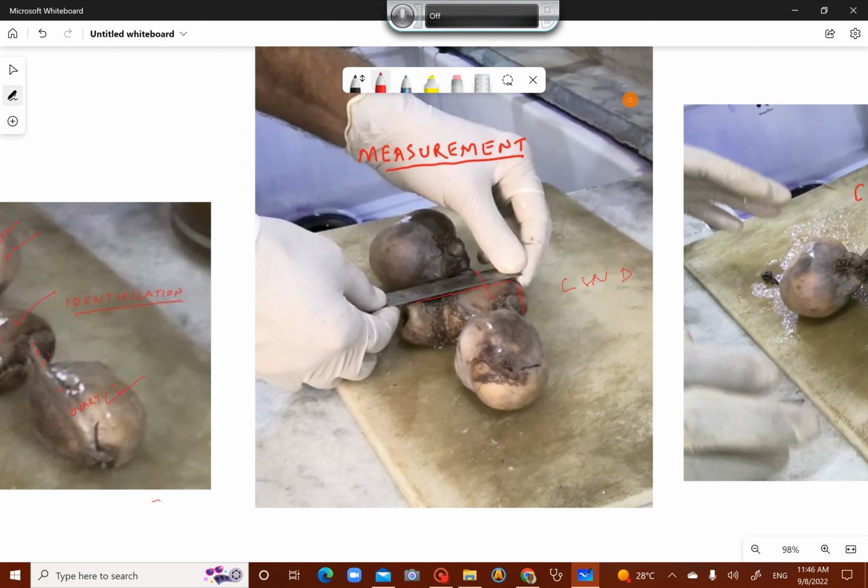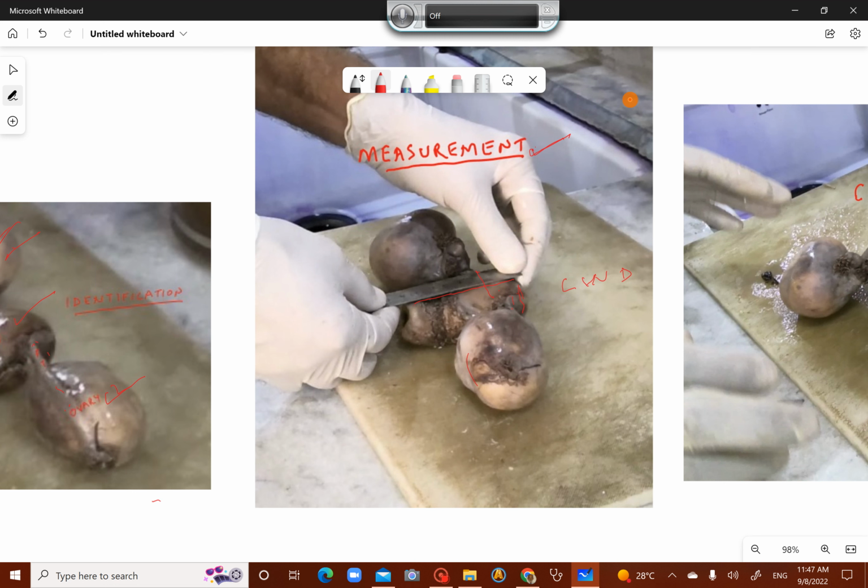Similarly, you can measure the ovaries even. What is the dimension of the ovaries? And you can measure the fallopian tubes, the length of the fallopian tubes. So measurement is very important, because if there are abnormal measurements, that means there may be some pathological features which are apparent. So here, after measuring, this is the measurement of the gross specimen.